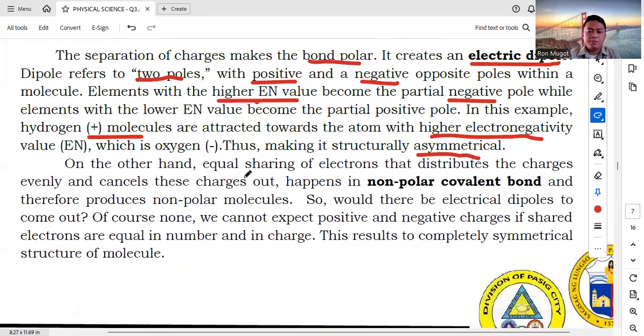On the other hand, equal sharing of electrons that distributes charges evenly and cancels these charges out happens in nonpolar covalent bonds and therefore produces nonpolar molecules. So, would there be electrical poles in nonpolar molecules? Of course, none. We cannot expect positive and negative charges if shared electrons are equal in number and in charge. This results in a completely symmetrical molecular structure.